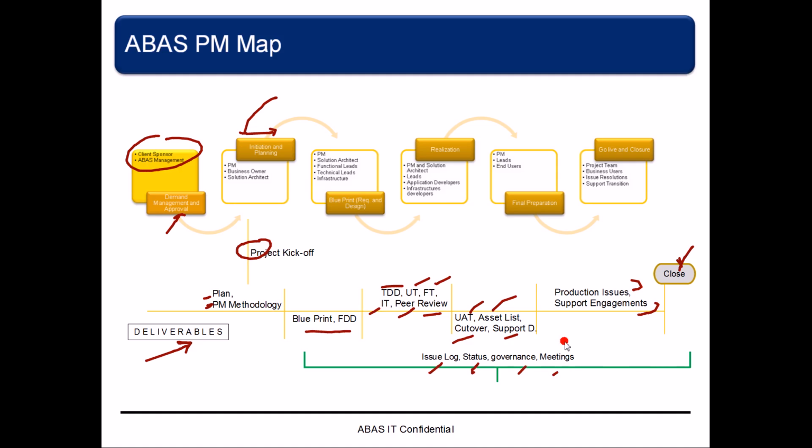And this is the ABAS PM map that we're going to follow, and these are all the deliverables. But do note that these deliverables may or may not be applicable for a given project, and that's something the PM will decide at the beginning of the project: which of these documents are relevant given the scope of the project.